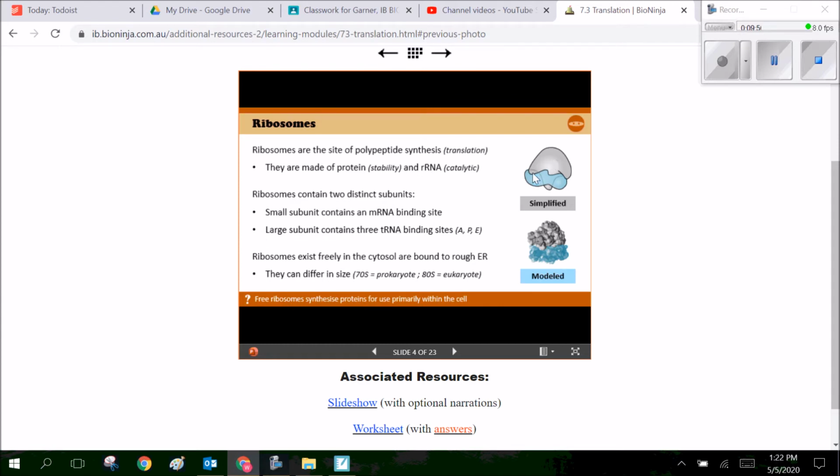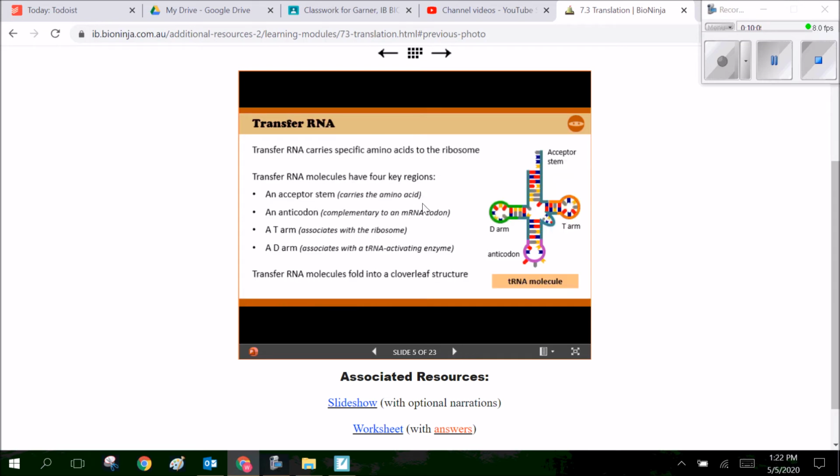They have two subunits, one large subunit and one small subunit, and the two fit together into this nice little two-part piece. The large subunit contains three binding sites called A, P, and E. So APE, yay! Ribosomes, again, exist freely in the cytosol, which is the cytoplasm, or are bound to rough ER. So let's continue.